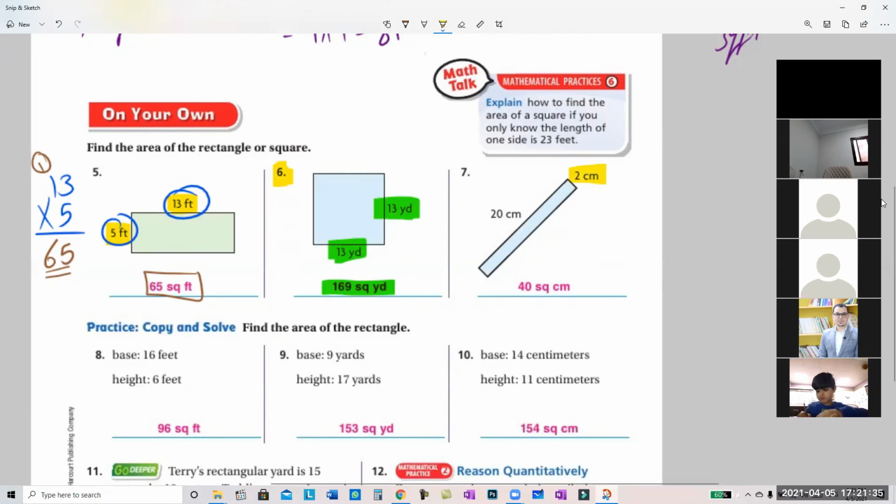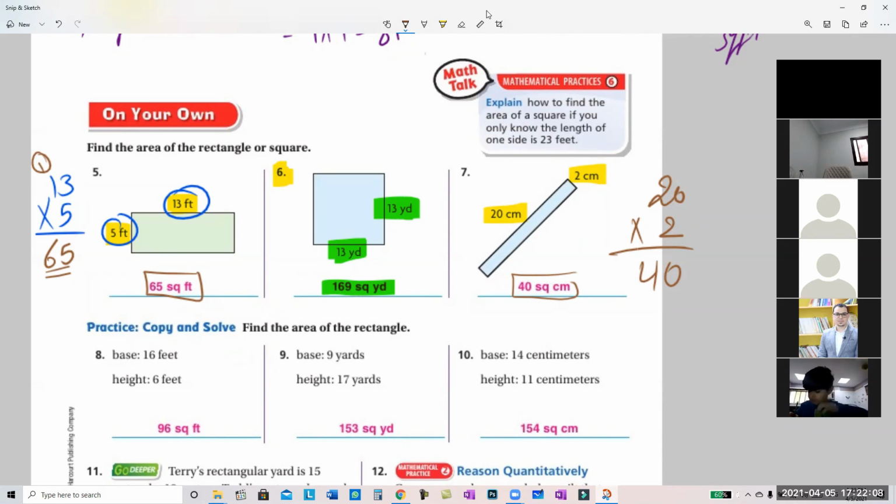We have 2 centimeters and 20 centimeters. So are we dealing here with a rectangle or a square? Rectangle. Rectangle, excellent. So we're going to multiply them together. So 20 multiplied by 2 equals what? 40. So it will be 40 square centimeters. Okay. Thank you so much, Dr. Malik.